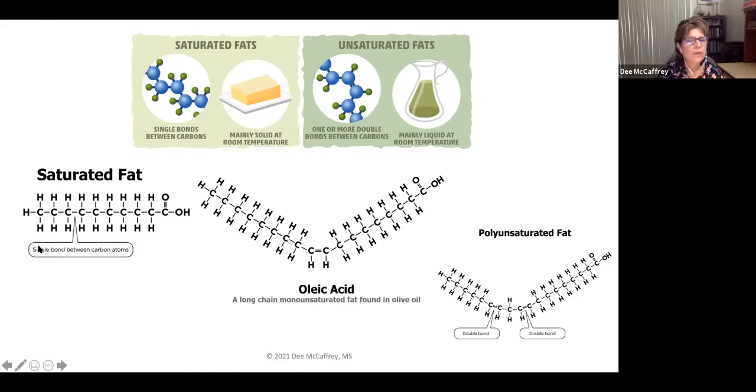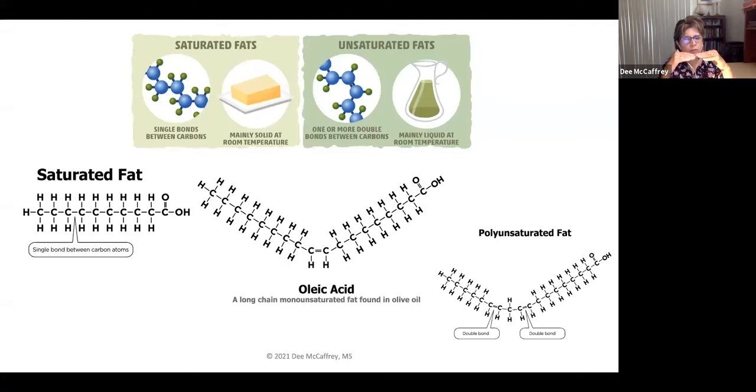When there's a single bond between carbon atoms, that's just 1 little bond between them. In order to have a single bond, each of the carbons has to be attached to hydrogens all the way around. And so we call that a saturated fat. It means it's saturated with hydrogen. As a result of that, the molecule is straight. It can't bend at all. So it has a straight shape, which makes it somewhat rigid.